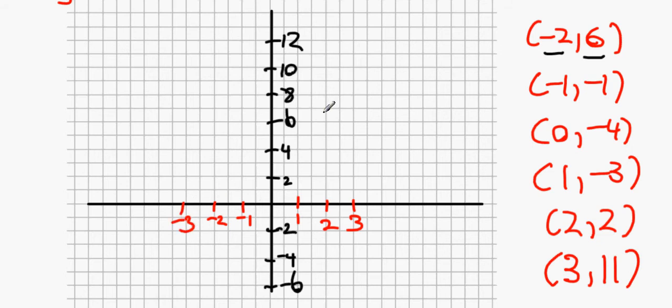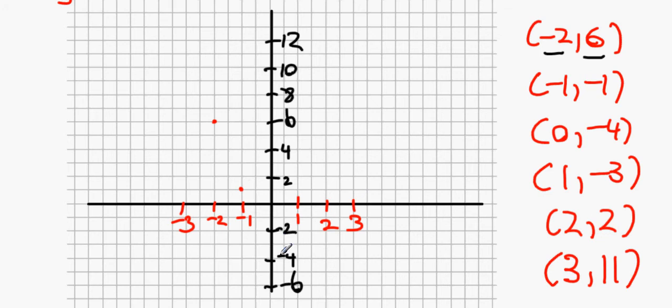Now let's draw in our points. Minus 2, 6 is here. Make the dots really small and in a different color preferably. Minus 2, 6, then minus 1, minus 1 should be located here.